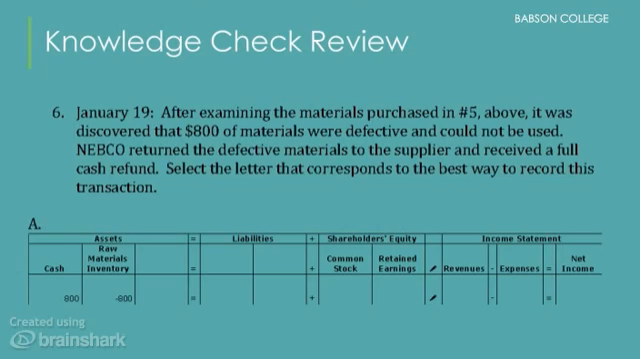So we're basically just reversing out the previous entry to the tune of $800. So we're going to add 800 to cash and subtract 800 from inventory to provide evidence of the return, and that's answer A.